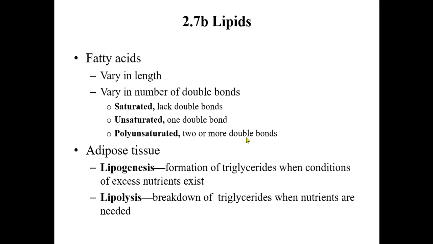Now, what's the problem? Saturated oils, because they do not have any double bonds at all, tend to be a solid at room temperature. Your Crisco, your vegetable shortening, is a saturated oil. It is a solid at room temperature. Whereas unsaturated or even polyunsaturated, because they have double bonds, tend to be liquid at room temperature. That is important for a test.